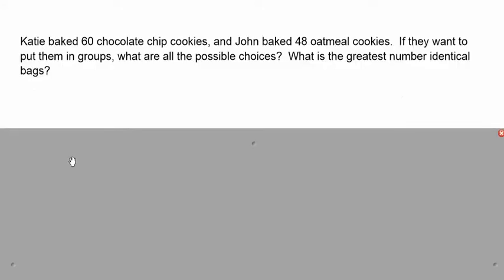All right, so let's try your hand at some word problems here. Katie baked 60 chocolate chip cookies and John baked 48 cookies, making me hungry. If they want to put them into groups, what are all the possible choices? First of all, you might want to look at what are all the possible choices. But my big question really is, what is the greatest number of identical bags that they can make? Okay, so why don't you go ahead and pause the video and see what you come up with, okay?